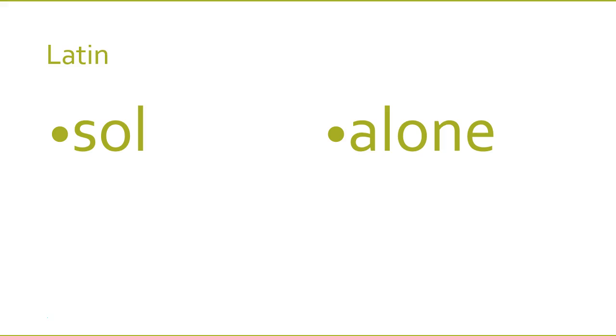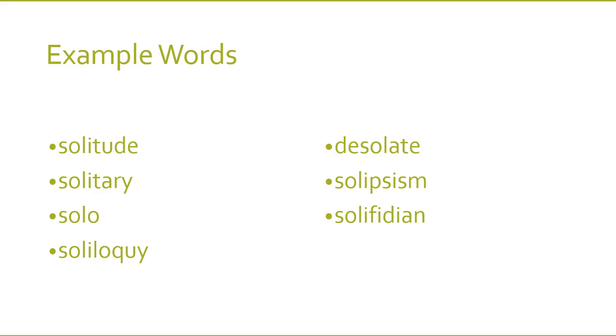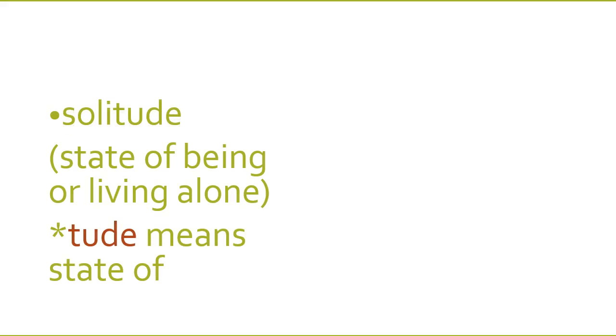The next stem is sol. Sol means alone. This is where we get words like solitude or solitary or the word solo. The one I want to talk about is the word solitude. Tude means the state of. So solitude would be the state of being alone.